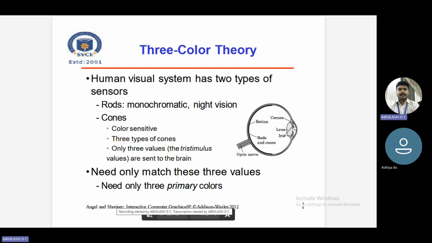Our main focus is the lens. The light from the light source falls on the external object and gets reflected back to the eye, and these rays of light enter the eye.